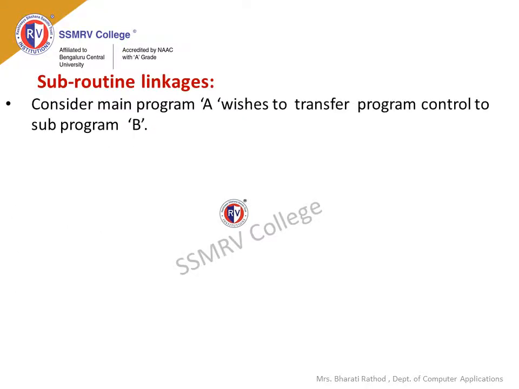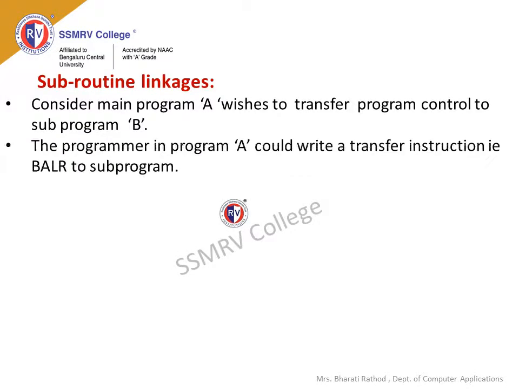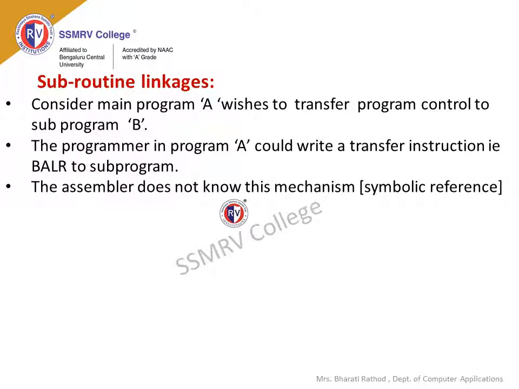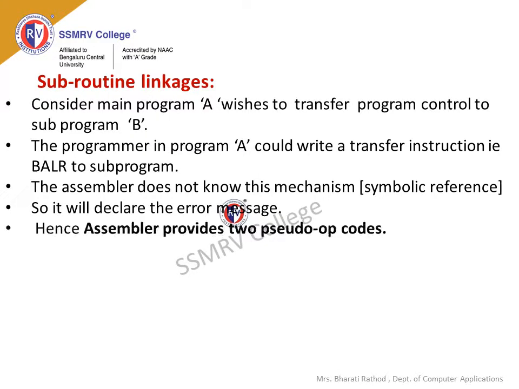Subroutine linkages: consider a main program and a subroutine program. The main program A wishes to transfer program control to subprogram B. The programmer in program A could write a transfer instruction, that is, a branch and link instruction, to the subprogram. But the assembler does not know this symbolic reference. Hence, it will declare an error message. So, the assembler provides two pseudo-op codes, that is, external and entry.